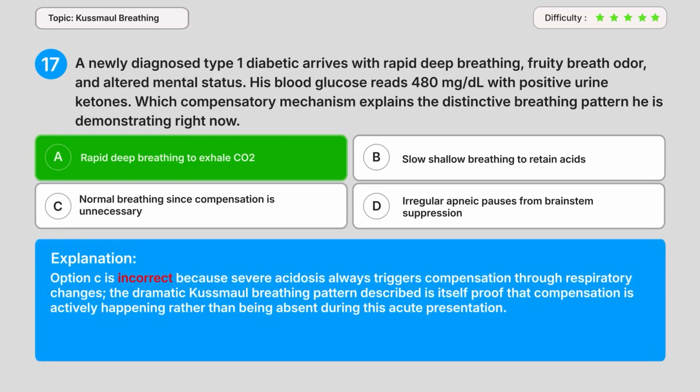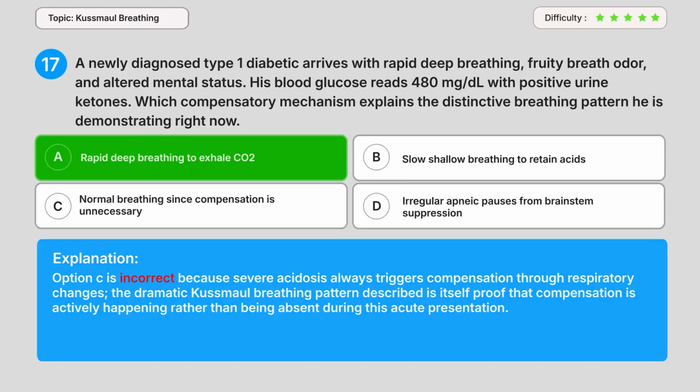Option C is incorrect, because severe acidosis always triggers compensation through respiratory changes. The dramatic Kussmaul breathing pattern described is itself proof that compensation is actively happening rather than being absent during this acute presentation.